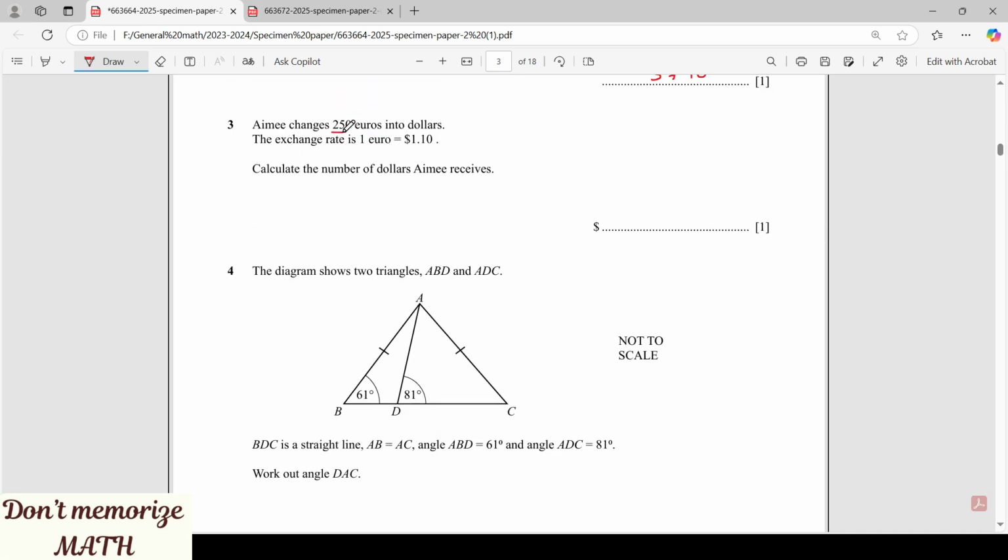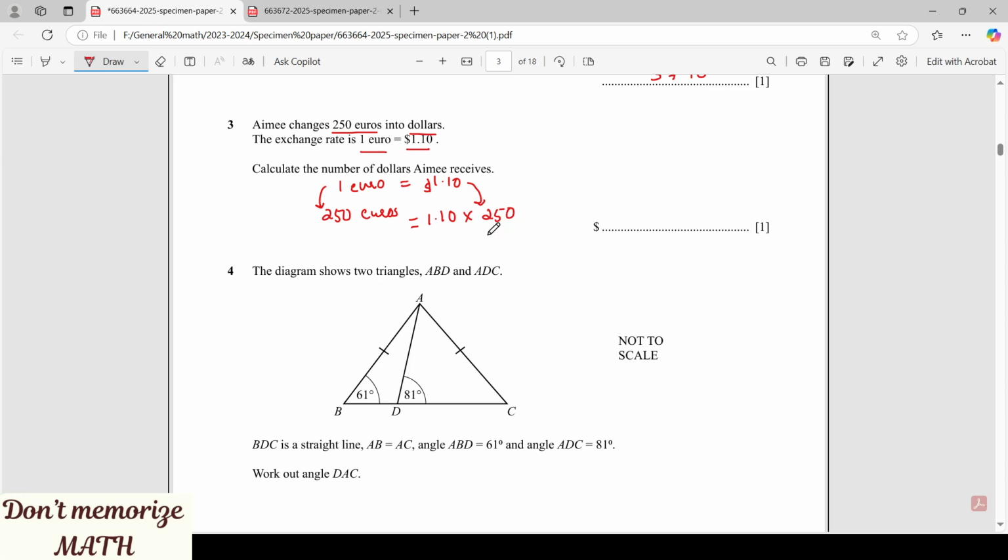Amy changes 250 euros into dollars. The exchange rate is 1 euro is $1.10. Calculate the number of dollars Amy receives. Here it is given that 1 euro is $1.10. We need to find it for 250 euros. So we are multiplying by 250, and on the right side also we'll multiply by 250. That is, we'll get 1.10 times 250.